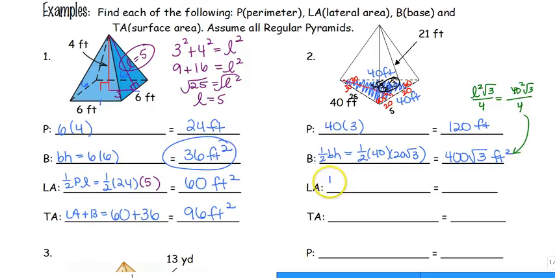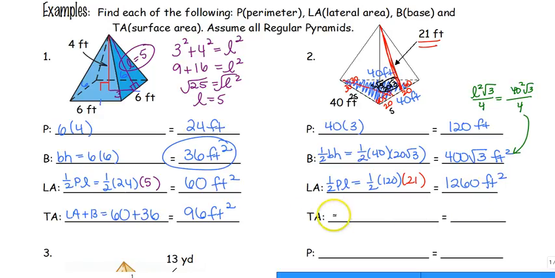So our lateral area, 1/2 perimeter times slant height. We have 1/2 the perimeter from step 1, which is 120. This time we were given the slant height. It's pointing to the height of your lateral face, that triangular side, which is 21. 1/2 of 120 times 21 is going to give us 1,260 feet squared.